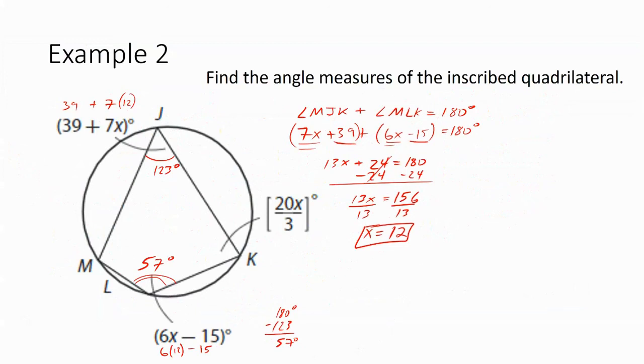All right, so now we already found x for here, so that's 20 times 12, then divide by 3. So I think that's 240. 20 times 12, yeah, 240, and then divide by 3. And you should get 80 degrees. Very nice. And if this one is 80 degrees, this one has to be 100 degrees. All right. So again, use the property, and the rest is algebra.